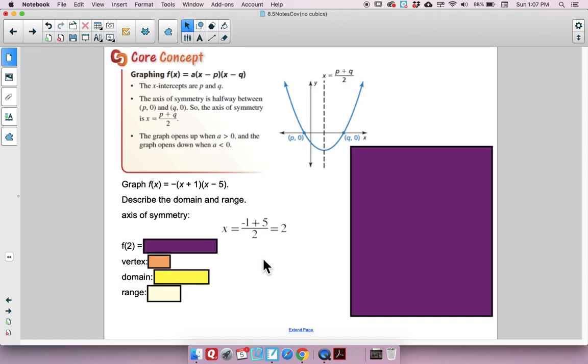So you could actually go ahead and draw in a dashed line, or use a colored pencil or whatever, for your axis of symmetry at x equals 2. Okay, well, if we want to figure out the vertex, and we know that the x-coordinate of the vertex is 2, don't we just plug 2 in for x and figure out what f of 2 would be? Or in other words, what y would be? So if we plug a 2 in there, and we have the negative still outside it, 2 plus 1 is 3, 2 minus 5 is negative 3. When we multiply that all out, we get 9. So what's our vertex? It's going to be 2, 9.